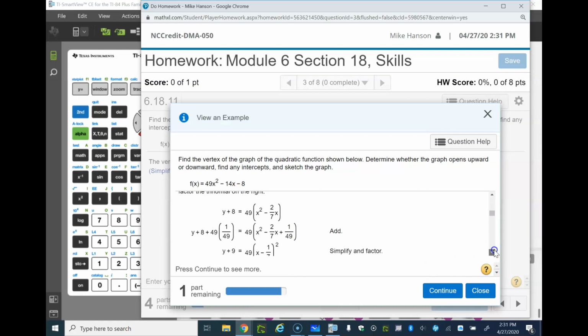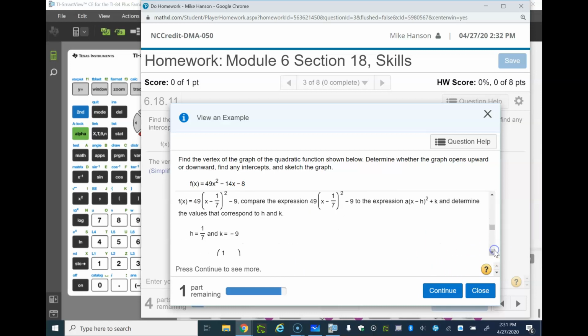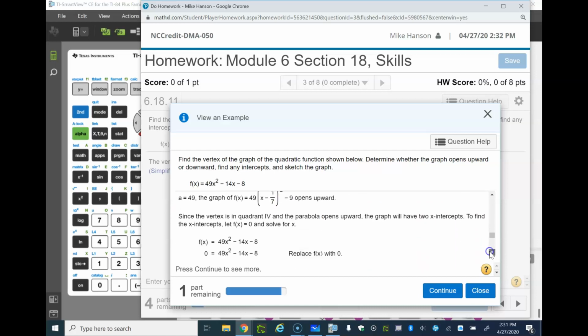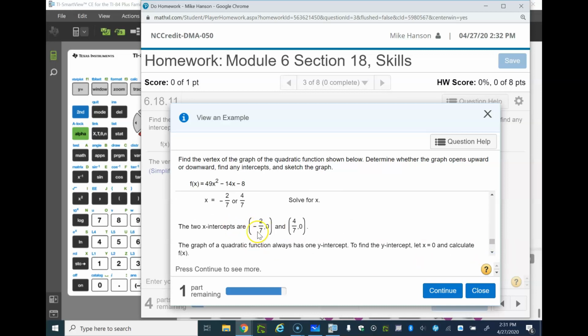So you would use this as the vertex that you find first, and then you use one of your two intersections here to fill out what the U shape should look like for your parabola.